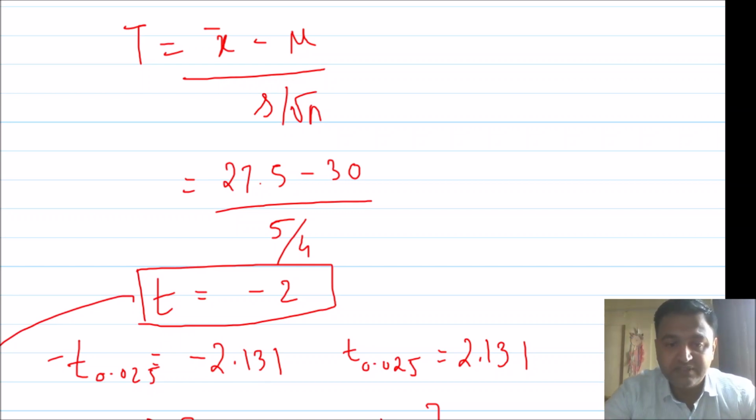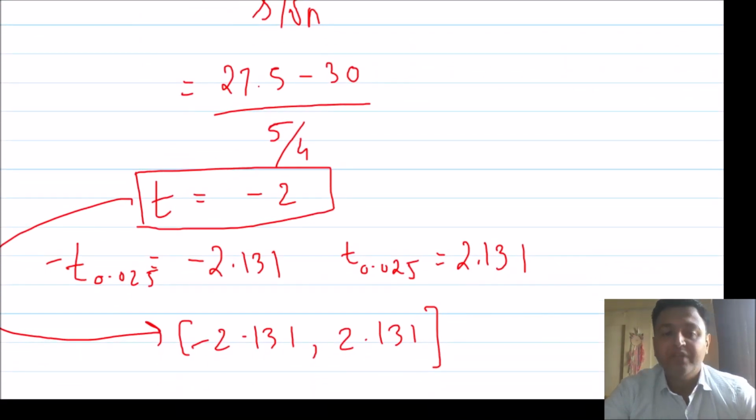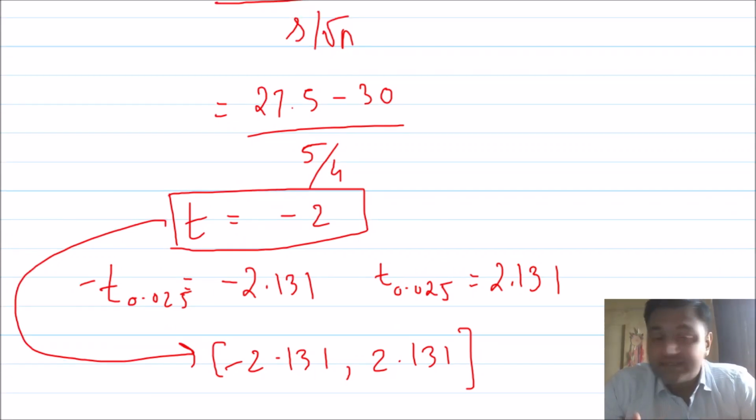Okay, I think I missed this part, so let me just take this. Yeah, you can see that your minus 2 is lying in this interval, therefore the firm is satisfied with the claim, so no need to worry. So this is how you have to use the t distribution whenever the sample standard deviation is given to you. I hope the idea is clear to you.